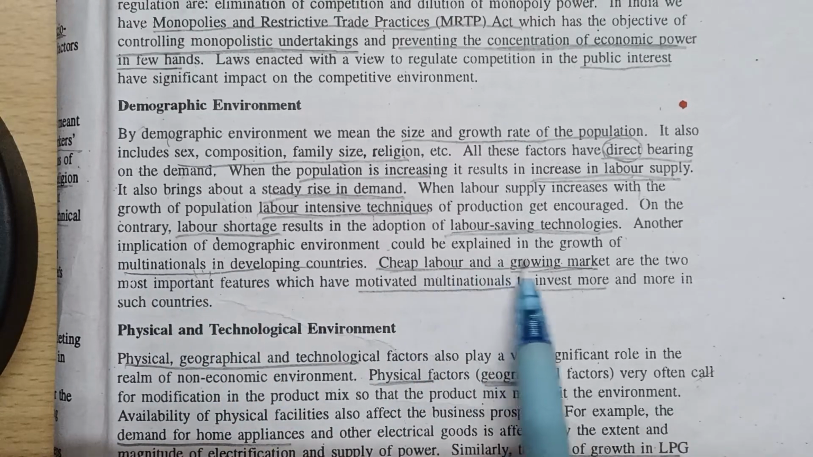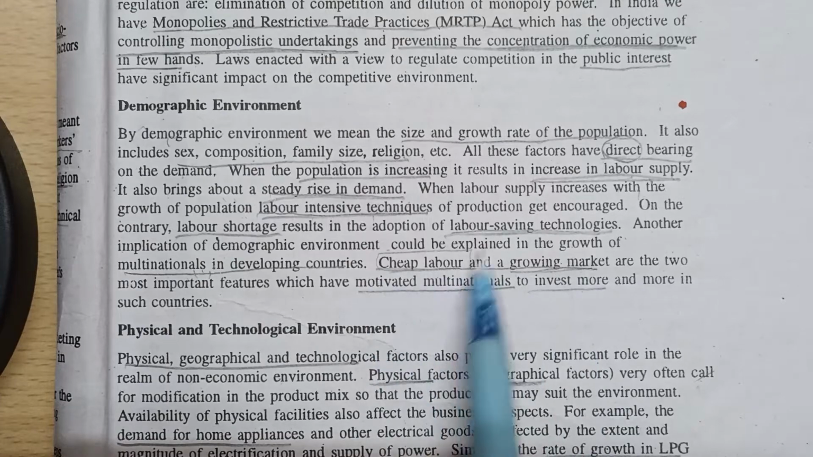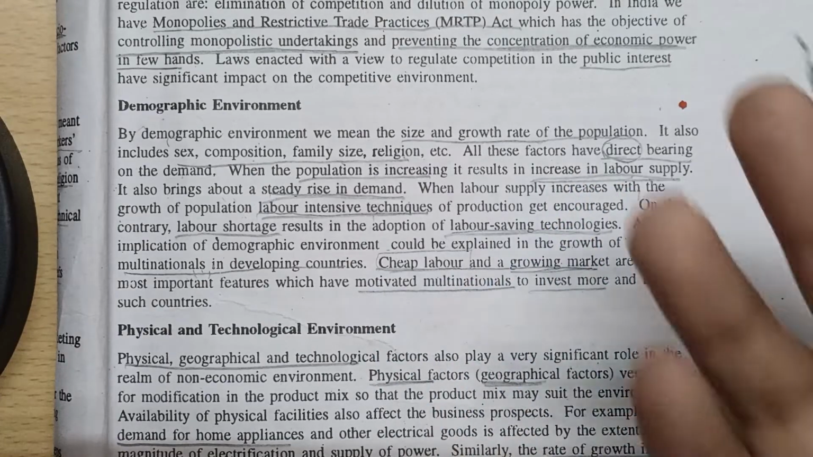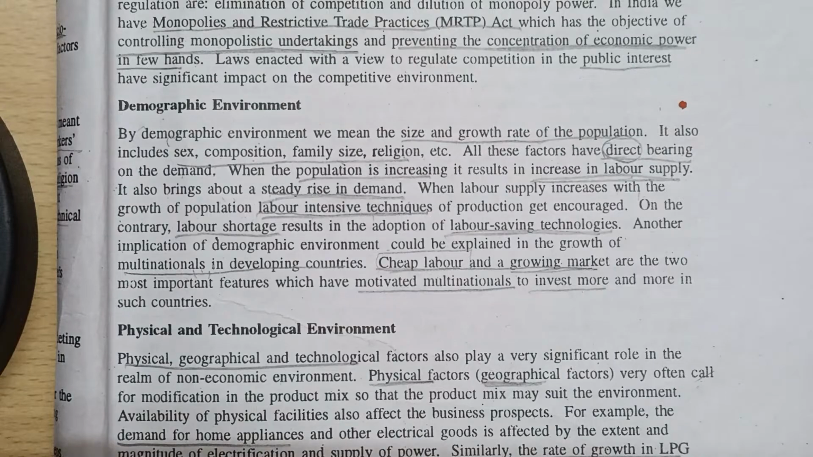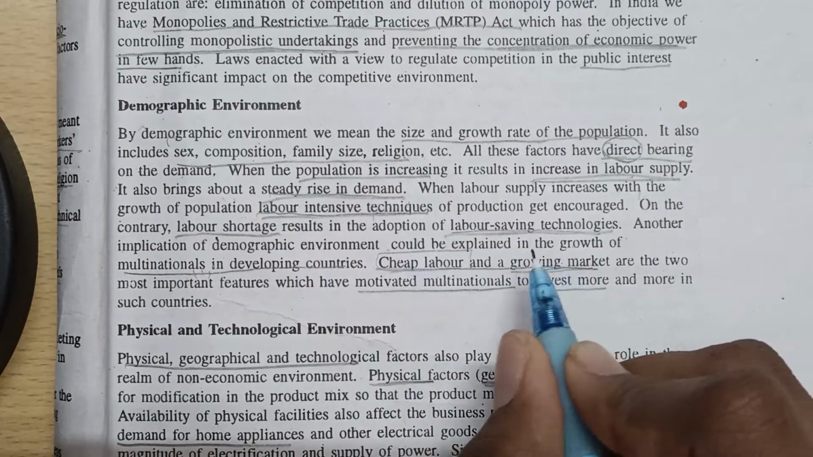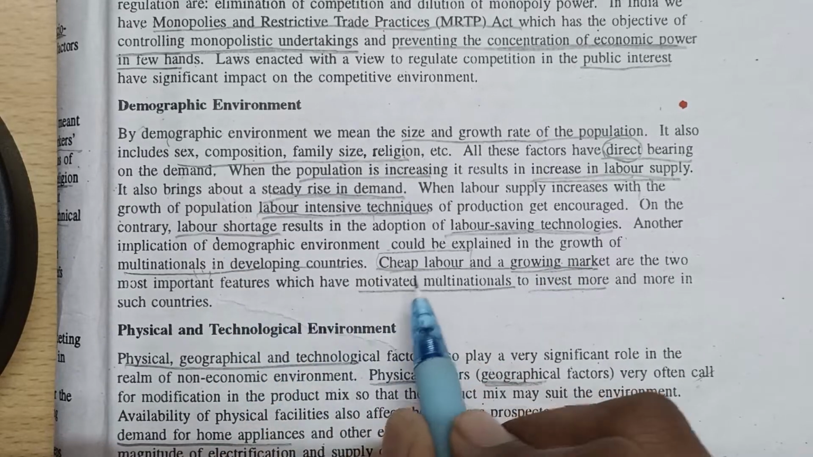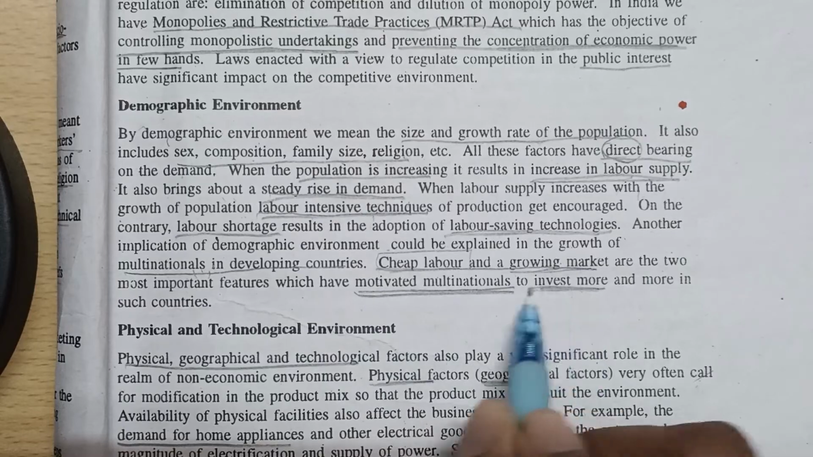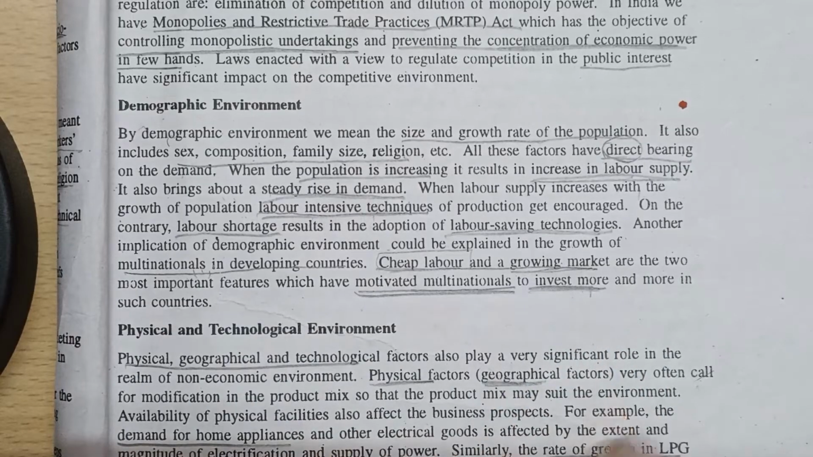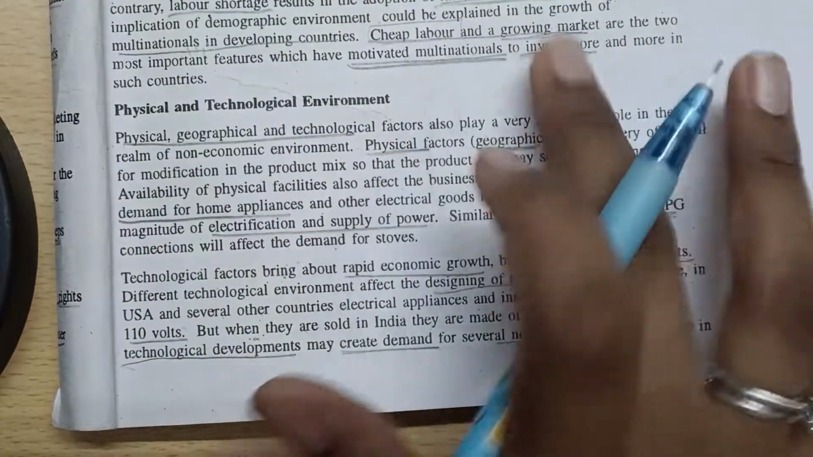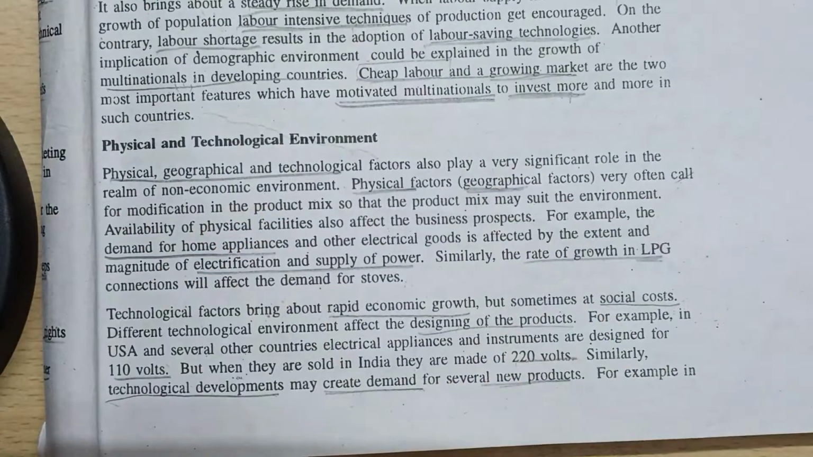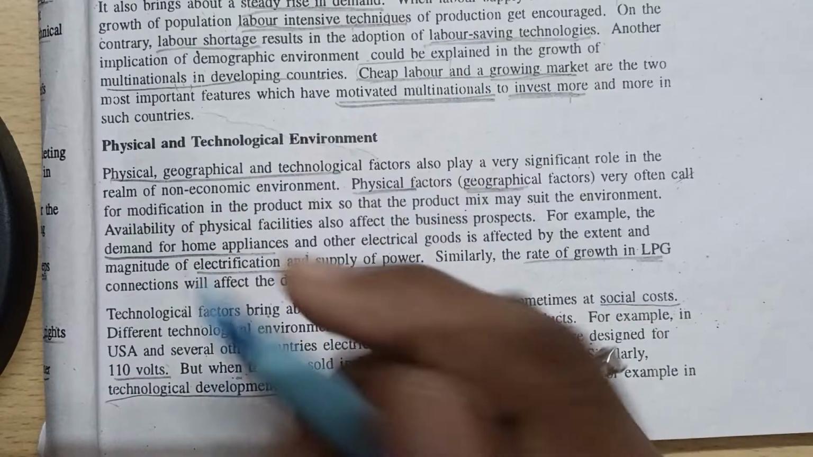Here they say cheap labor and growing market. Cheap labor is basically, you understand what it is, giving laborers less salary. Okay, and growing demand for a particular product. There are two important features that motivate multinationals to invest more and more in such countries. These are the two motivations for a multinational to invest more in a particular country.